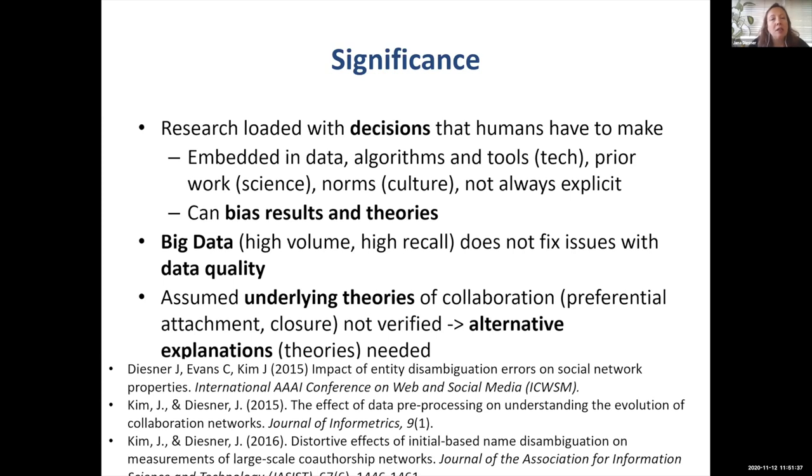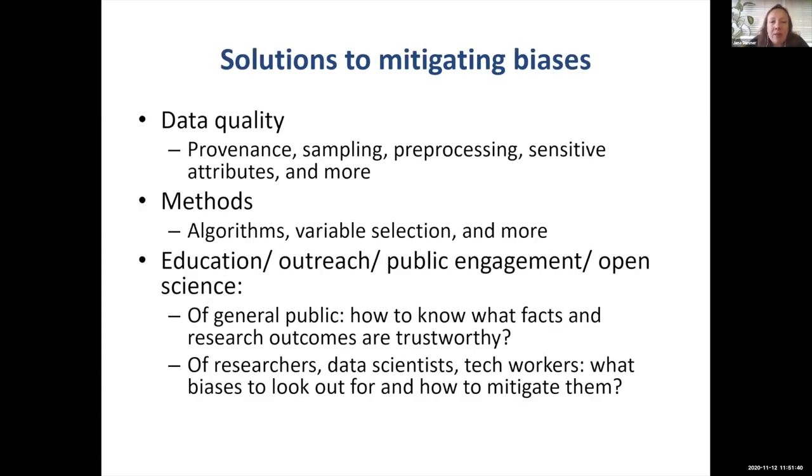All right. So what solutions do we have to work against these biases? Data quality is one angle, and I've shown you a couple of examples. Working on methods and making sure the algorithms and variables we use are responsible and accurate. And of course, also what we are doing today, outreach, public engagement, producing open science that hopefully allows the general public to understand how they can know what facts and research outcomes to trust and why? And for everybody here who is a scientist or researcher or works in tech, what are biases that are important to look out for and how can we mitigate them?